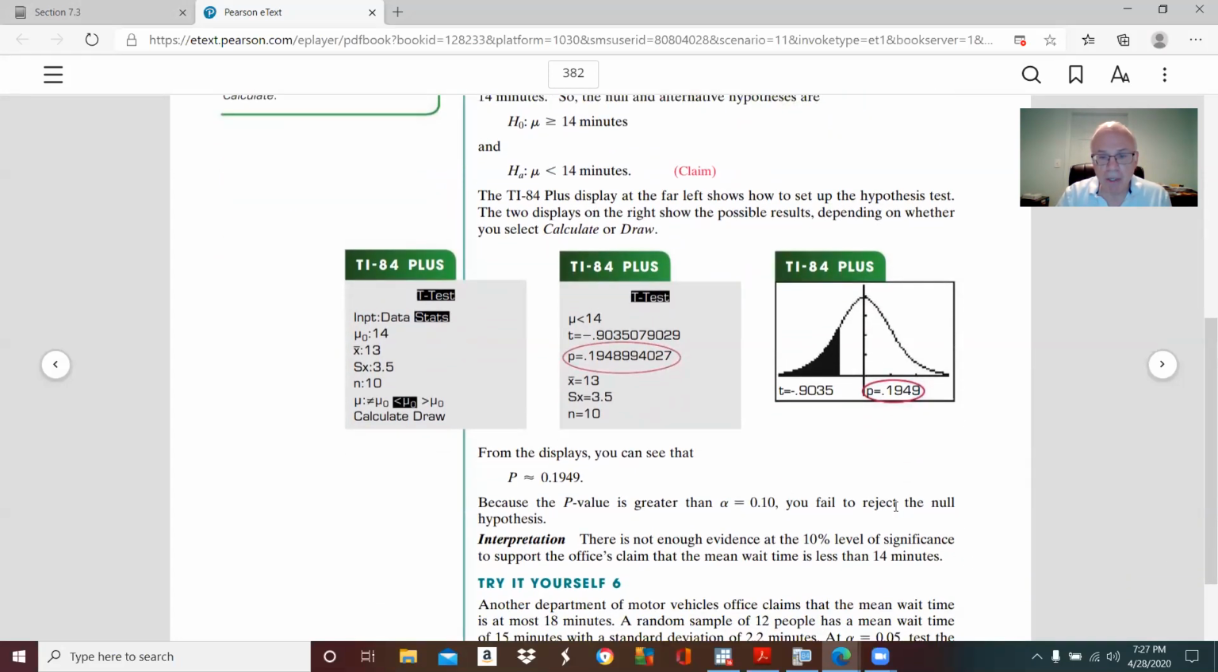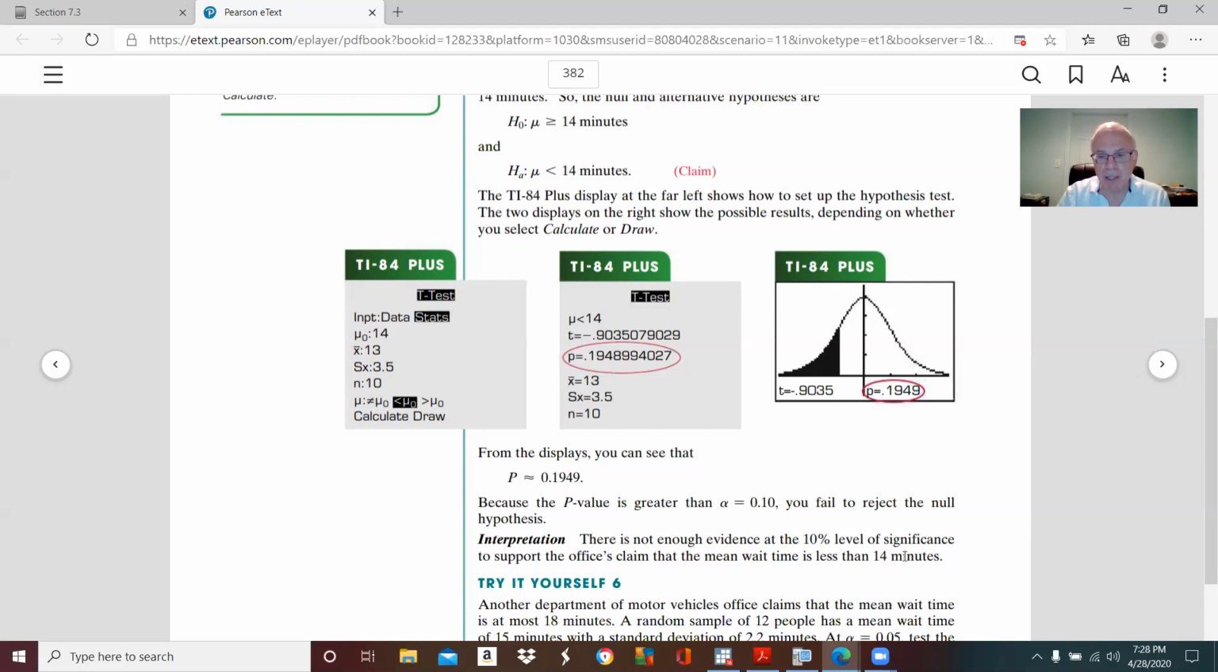That's the conclusion here. All right. So it says it right here. And since the claim is the alternative hypothesis, notice how they write the interpretation. Number one, they'll say there's not enough evidence at the 10% level of significance to support the office's claim that the mean wait time is less than 14 minutes.